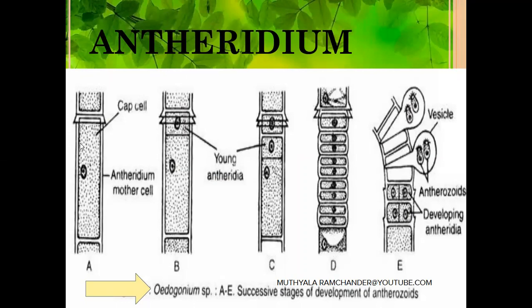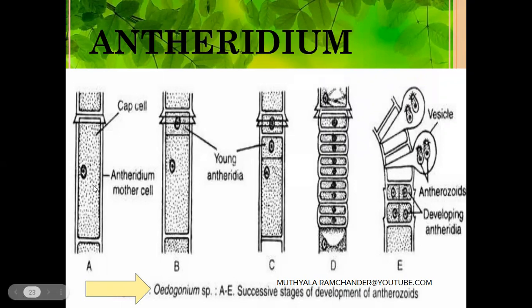At the matured stage, only cap cells act as antheridium. The antheridium mother cell develops from cap cells only. Antheridium develops from cap cells only. So antheridia are the male reproductive organs, and they are developed from cap cells.